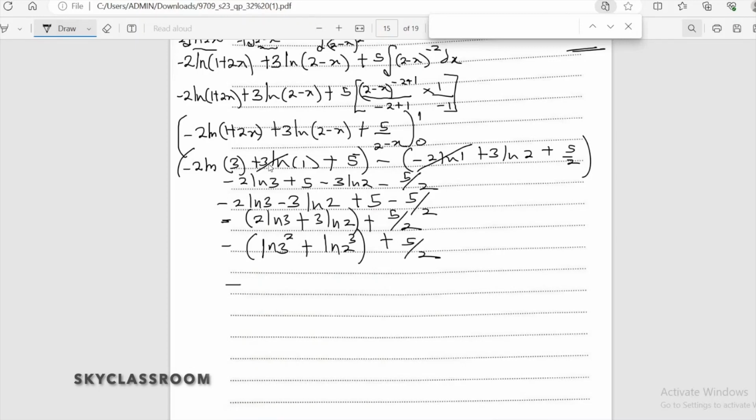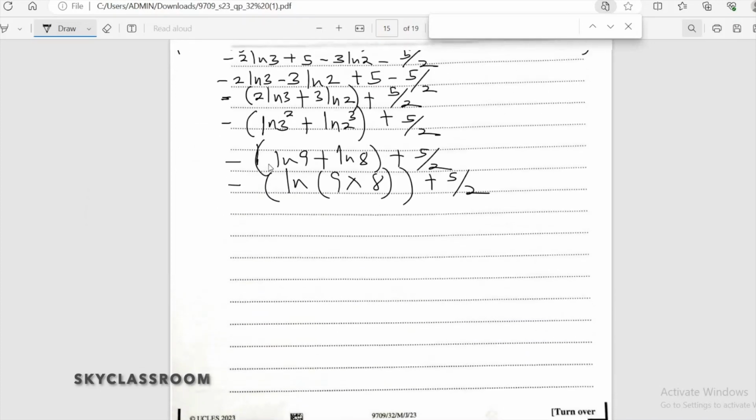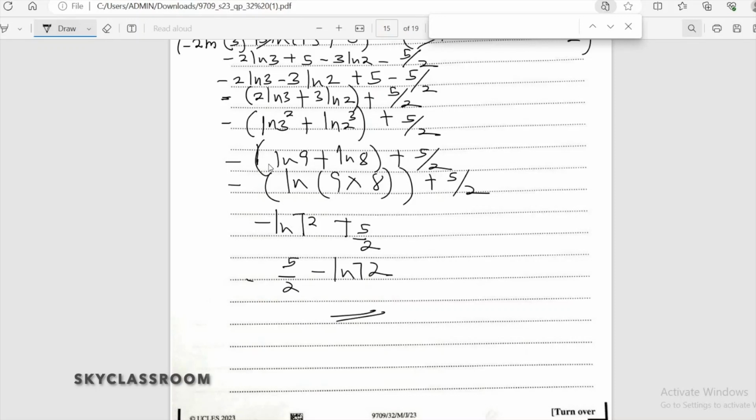So here we have minus lane 3 square is 9. Lane 2 cube is lane 8 plus 5 over 2. The minus is still outside. Don't forget your law. This one means lane 9 times 8 because it's multiplication, plus 5 over 2. So at the end of the day, we have minus lane 9 times 8 is 72 plus 5 over 2, which can be written as 5 over 2 minus lane 72. This is what they asked us to put. I hope you understand it.